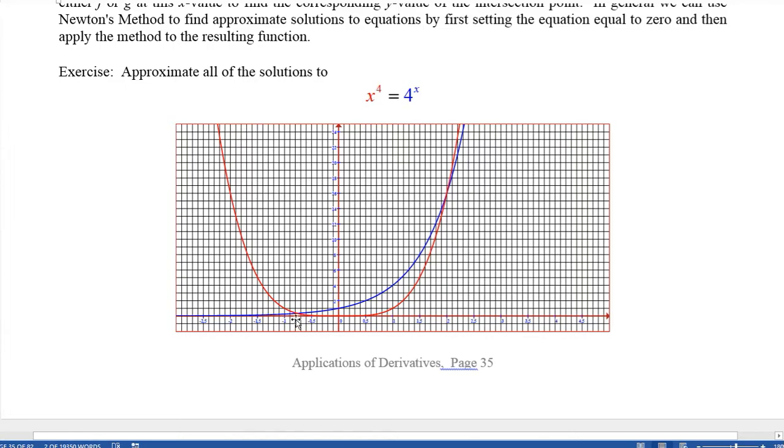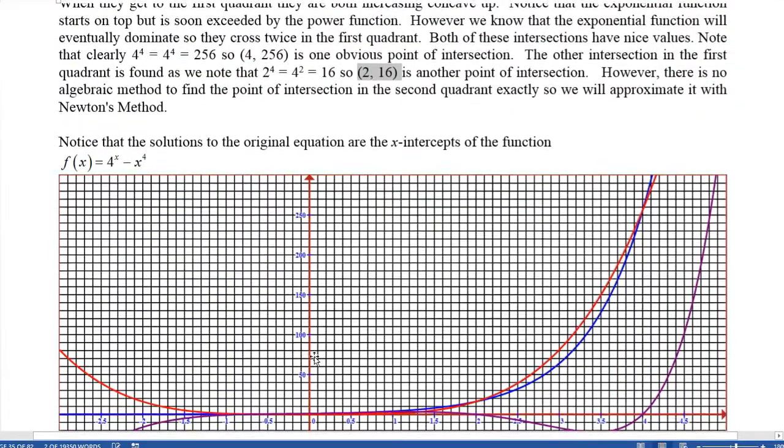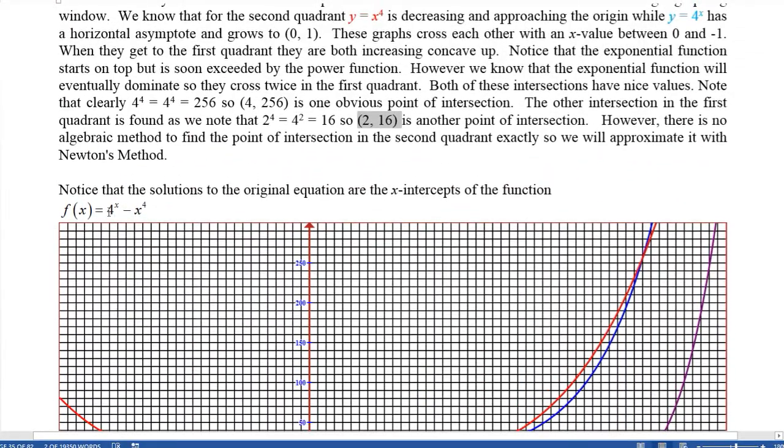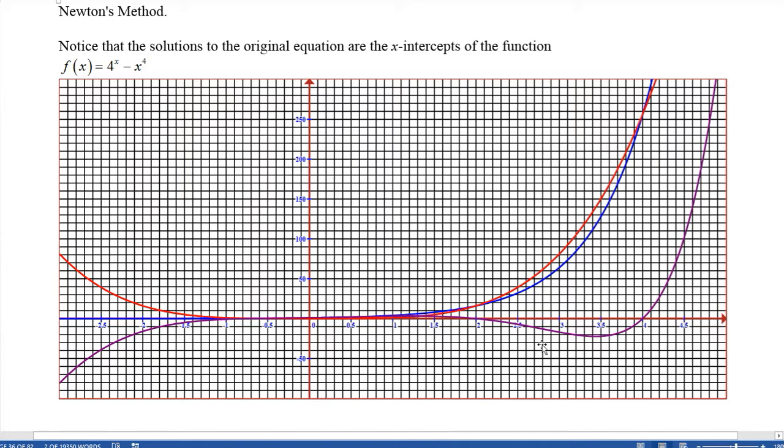And so how are we going to do this? Well, we have to change the form, and we change the form by setting it equal to 0. Now we have this new function we'll call f of x, which is 4 to the x minus x to the 4th. And that's graphed here in purple. It touches the x-axis at 4 and at 2 and at this negative value right in here.